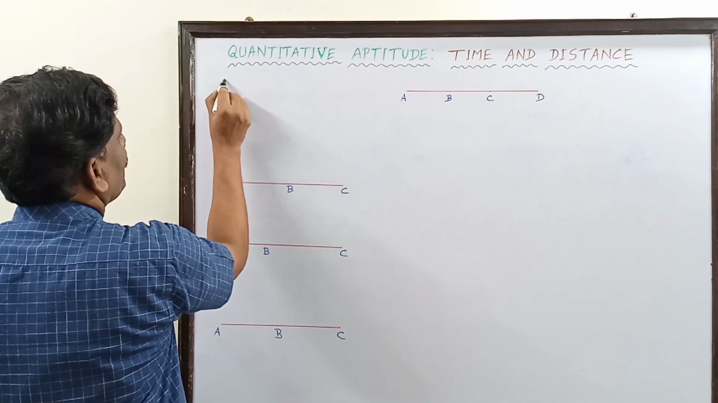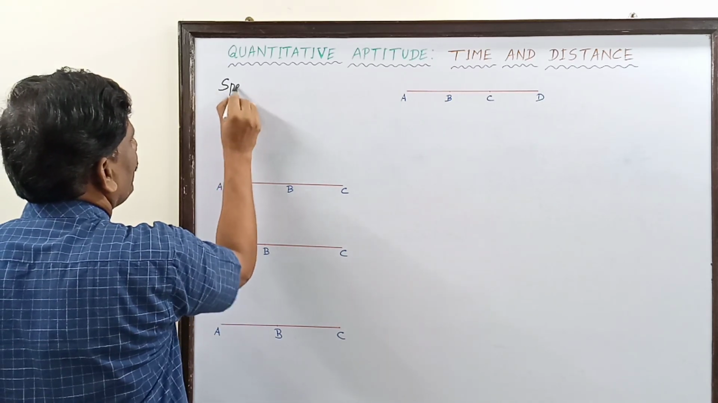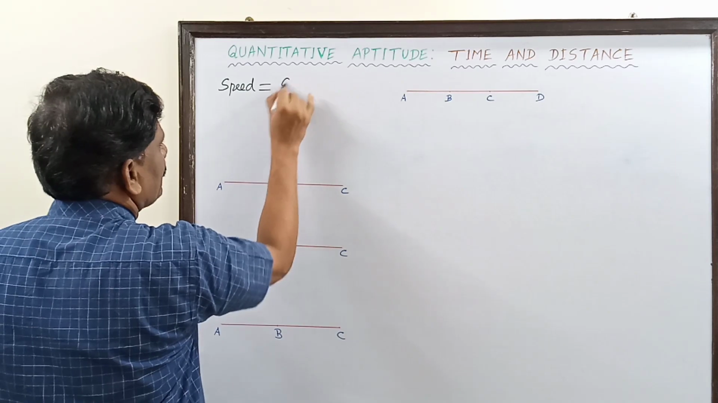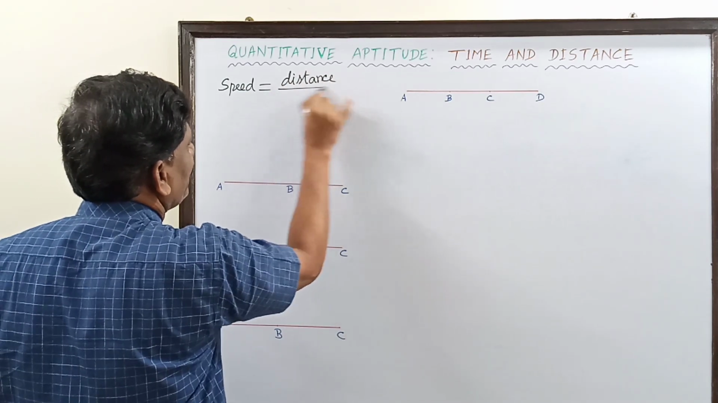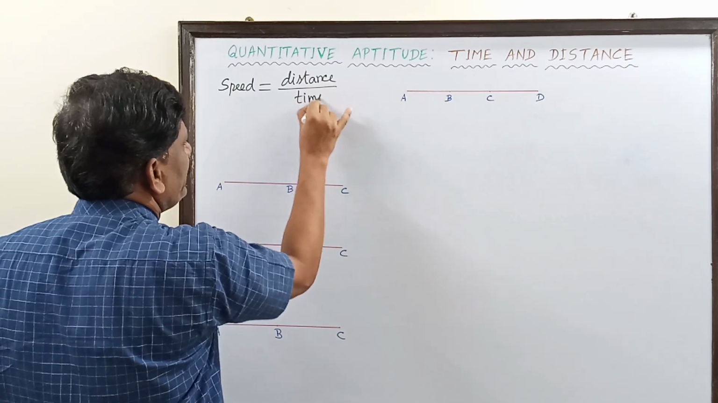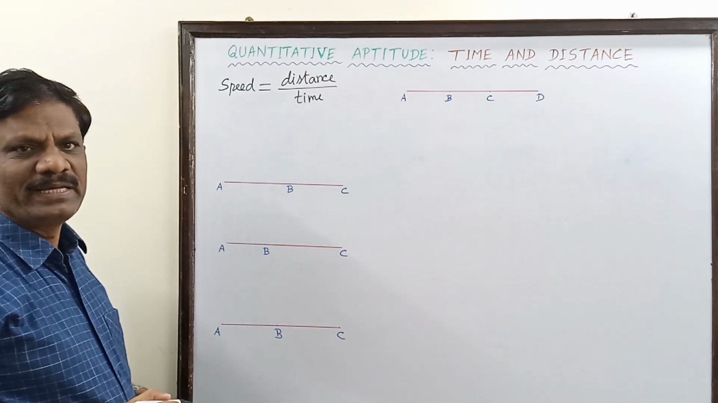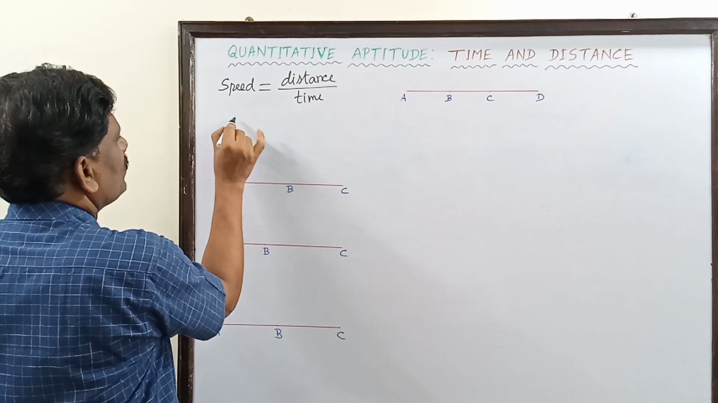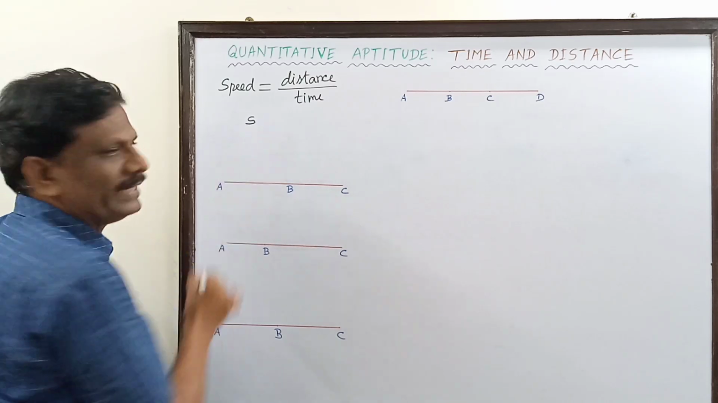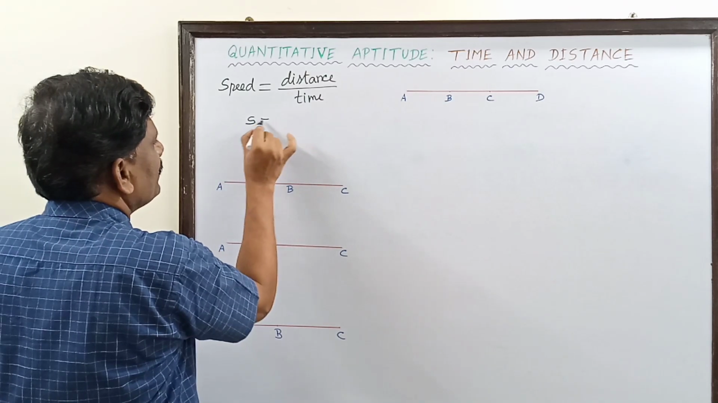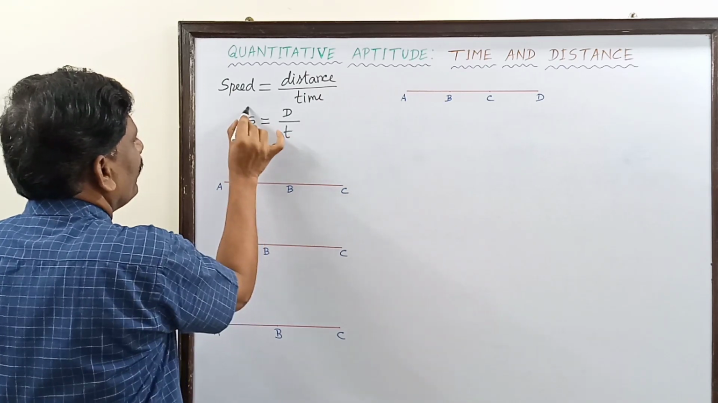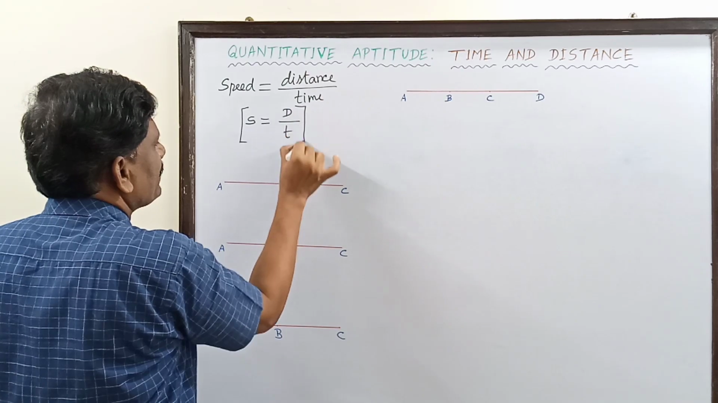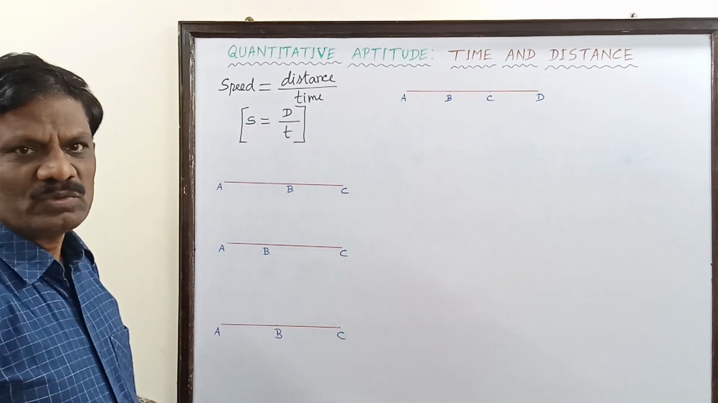First, you must remember that the speed of your body is equal to what? Distance traveled divided by time taken. So, speed is equal to distance by time. Now let us use hereafter the symbol S for speed, and this is equal to capital D for distance and small t for time, like this we are going to use.